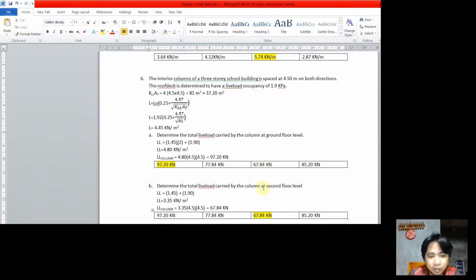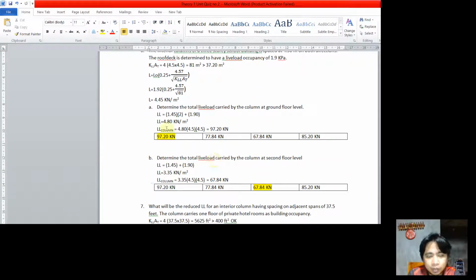And then for letter B, we'll just have to deduct one floor because we are now in the second floor. And the second floor level carries only the third floor live load as well as the roof live load of 1.9. So adding that one, we have 3.35. And then for the live load per column, we just multiply it by the tributary area, 4.5 by 4.5. Finally, we have 67.84 kilonewton for the live load carried by the column at the second floor level.